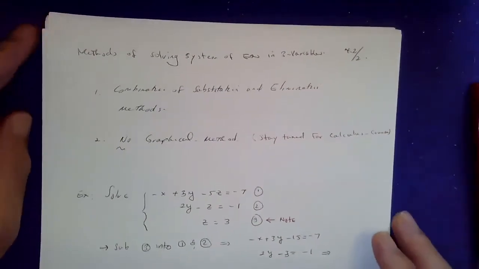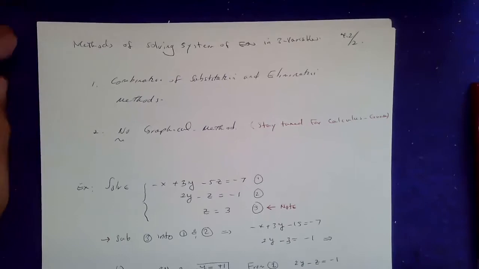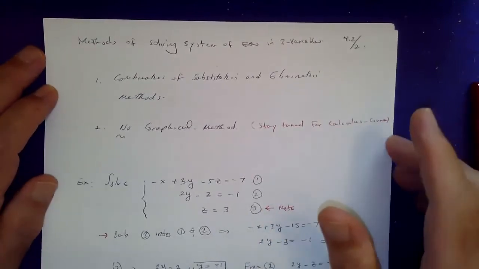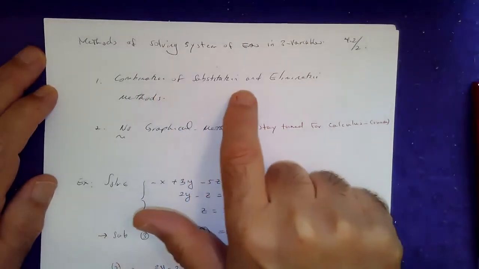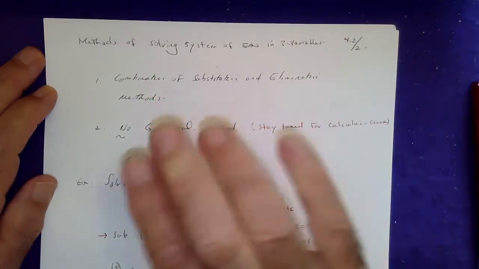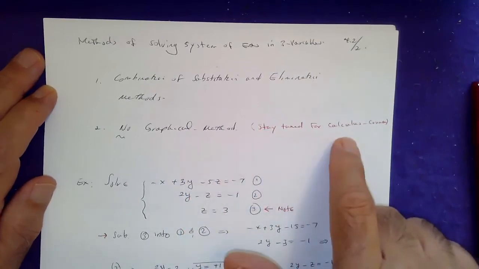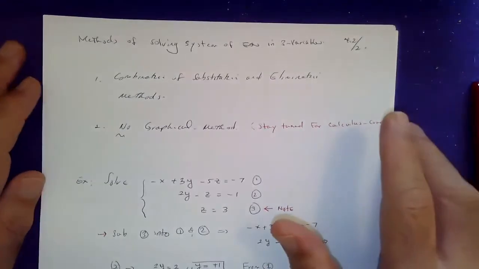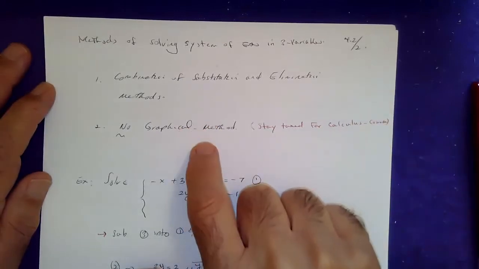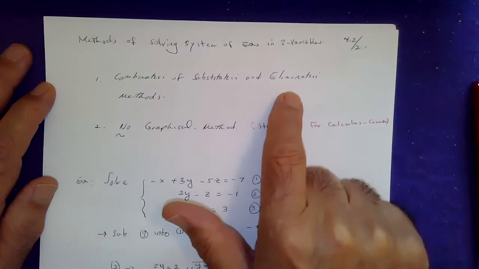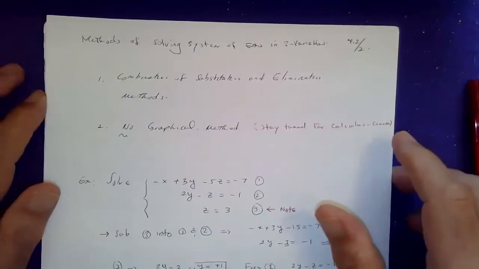Remember, in two variables, we had what? Graphical, substitution, and elimination. Sometimes it's called addition. Here, we use a combination of substitution and elimination. There is no graphical method that shows up in our calculus classes or advanced math classes, so graphing doesn't apply. But we don't use just substitution, or just elimination. We use a combination of these.